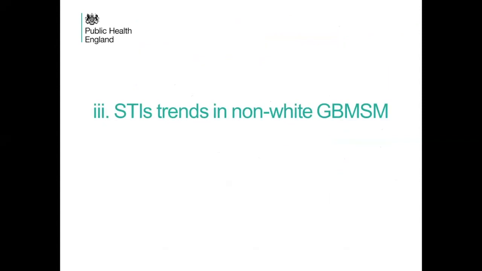Now looking at non-white GBMSM specifically. Here I'm not going to be presenting rates because the underlying population numbers that we use to do the calculations are taken from ONS data, and unfortunately ONS data doesn't have a breakdown by gender or sexual orientation. So the only thing we could do is just to present the numbers here.